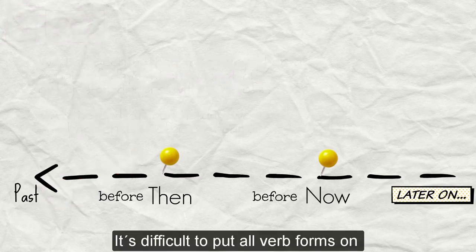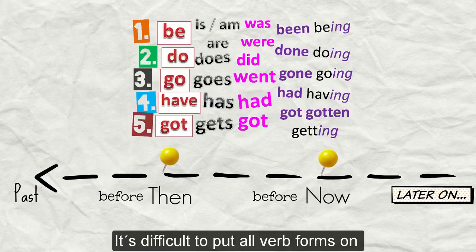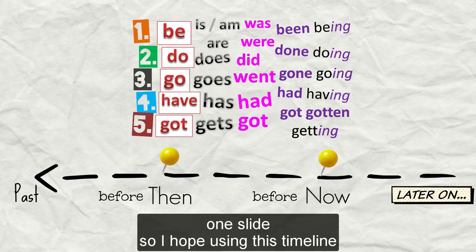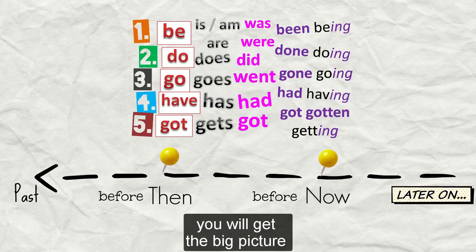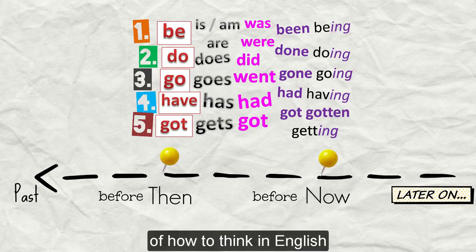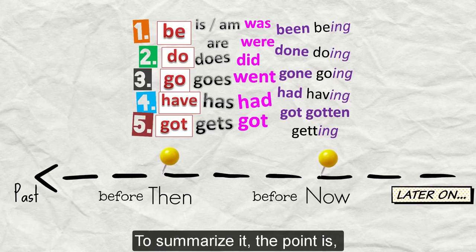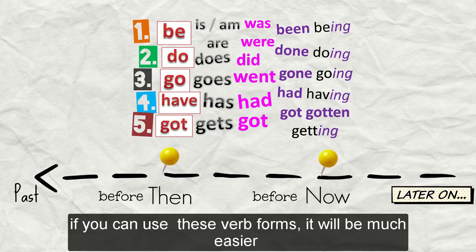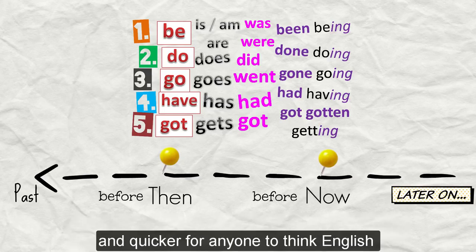It's difficult to put all verb forms on one slide, so I hope using this timeline you will get the big picture of how to think in English. To summarize it, the point is, if you can use these verb forms, it will be much easier and quicker for anyone to think English.